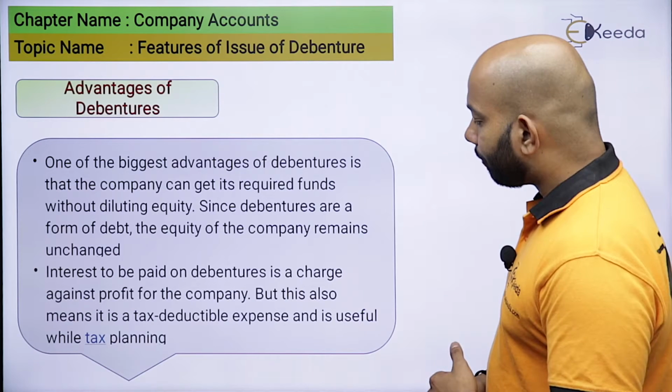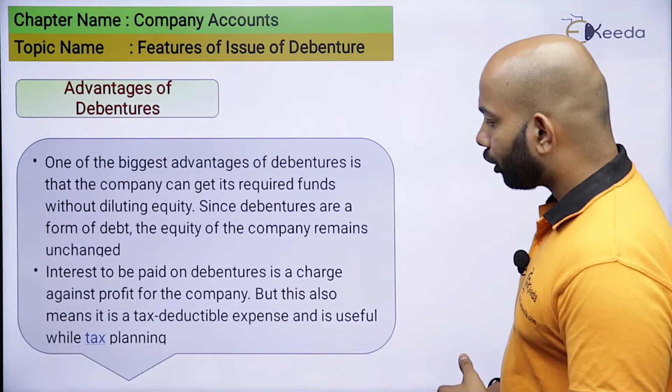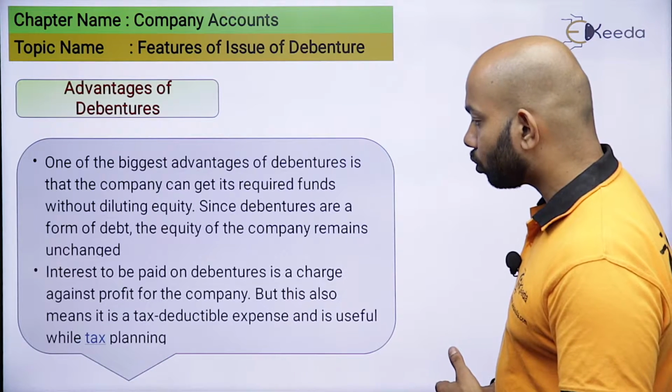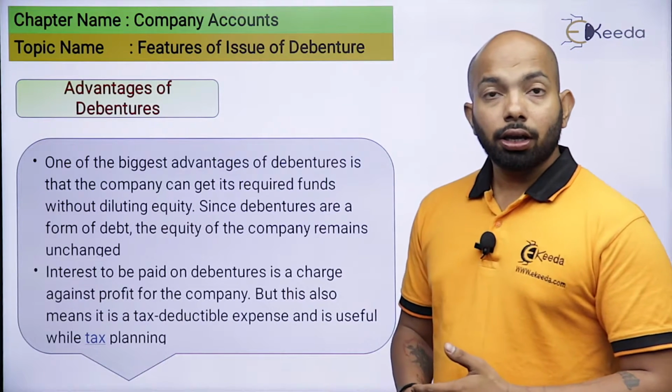Interest to be paid on debentures is a charge against profit of the company, but this also means that it is a tax deductible expense and it is useful while tax planning. Correct.